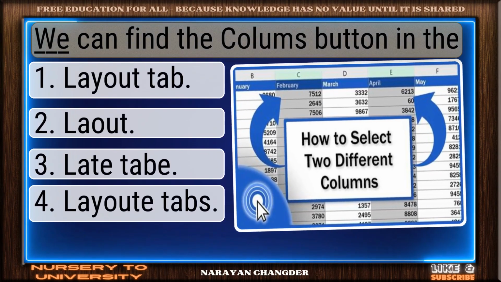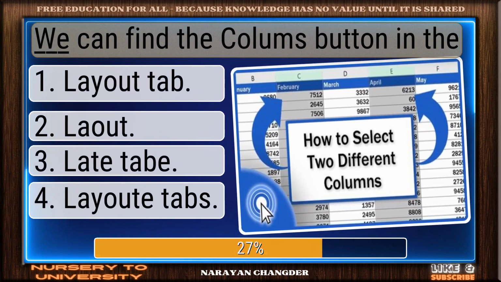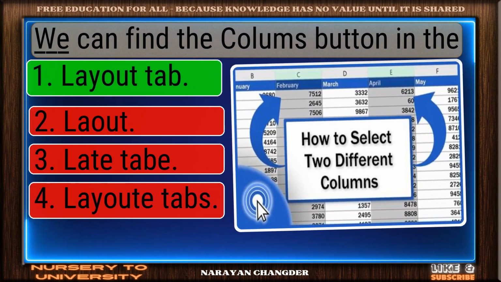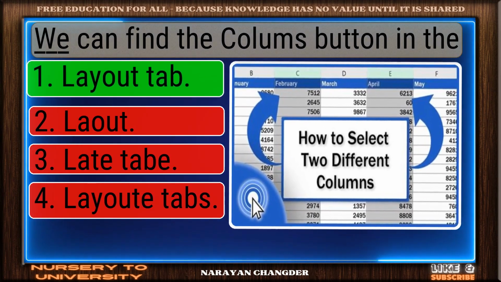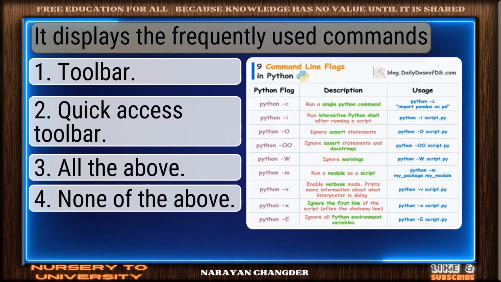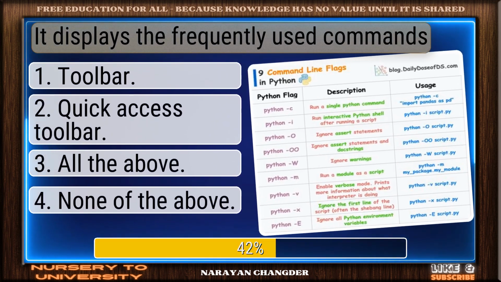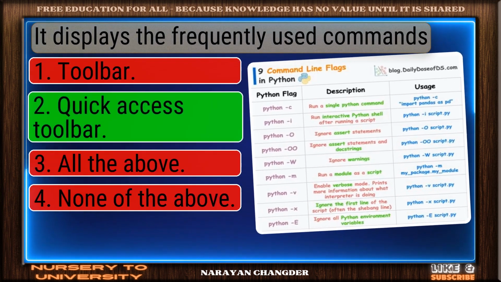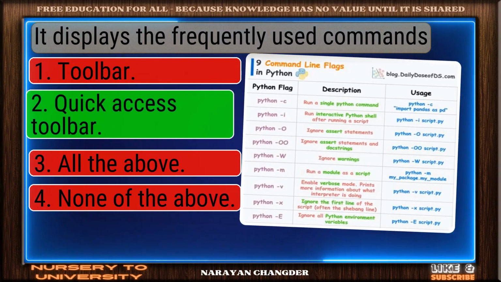We can find the columns button in the Dash. Smart pick. Layout tab is the correct choice. It displays the frequently used commands. Solid response. Quick Access Toolbar is a valid choice.